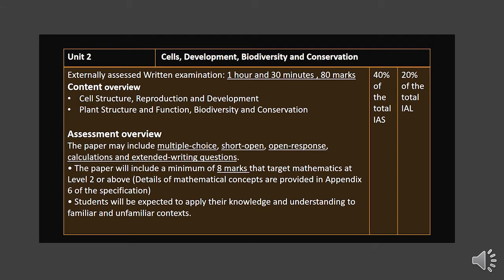Unit 2 is more or less the same as Unit 1 when it comes to the structure of the questions, the duration, the marks, and also the percentage that it contributes to each qualification level, except for the content and the concept that is taught under Unit 2. So here also you will be getting a minimum of 8 marks of target math. If you want to know the details of these mathematical concepts, you can refer to Appendix 6 of the specification. Okay, now let's see about Unit 3.